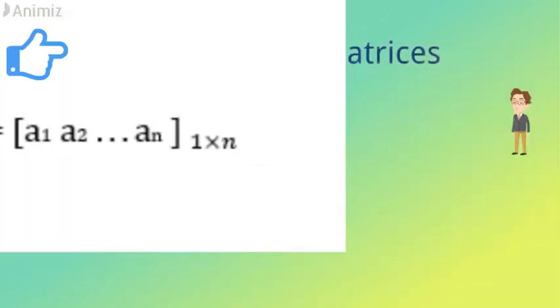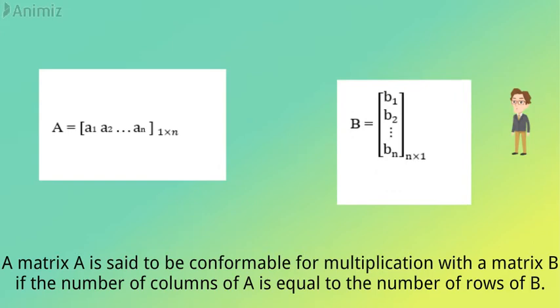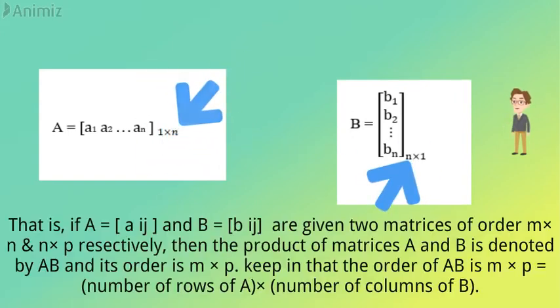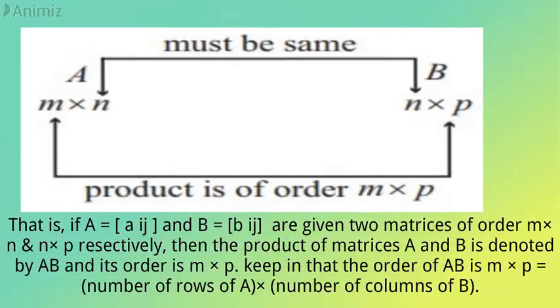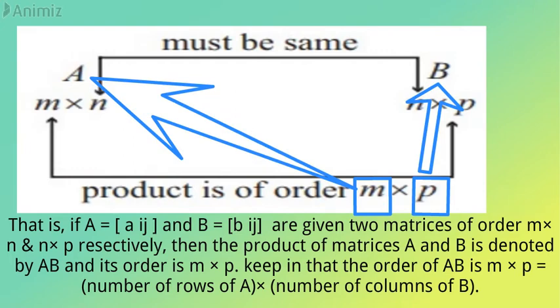Multiplication of matrices. A matrix A is said to be conformable for multiplication with a matrix B if the number of columns of A is equal to the number of rows of B. That is, if A and B are given two matrices of order m by n and n by p respectively, then the product of the matrices A and B is denoted by AB and its order is m by p. Keep in mind that the order of AB, m by p, is the number of rows of A by the number of columns of B.